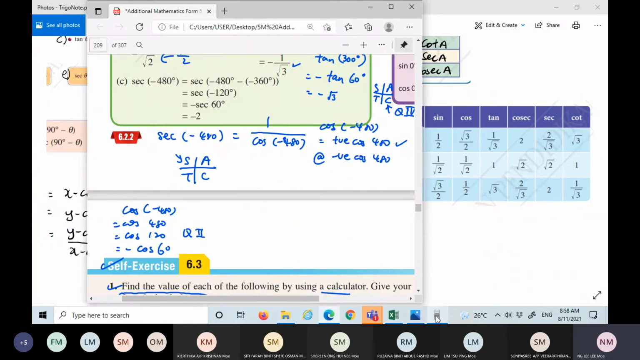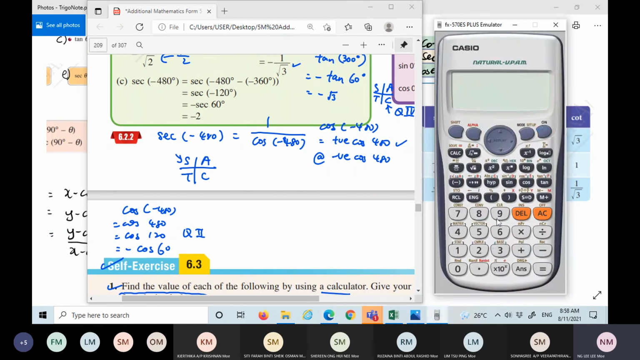Now I call the calculator to help me. Cos 60 is 1/2. Therefore this is negative 1/2. But remember, this is the reciprocal of it. So your final answer is upside down. So it's -2, your answer.